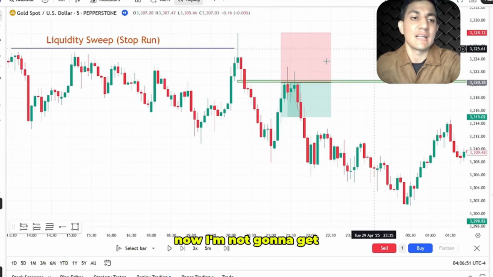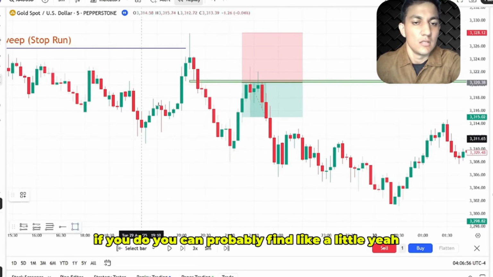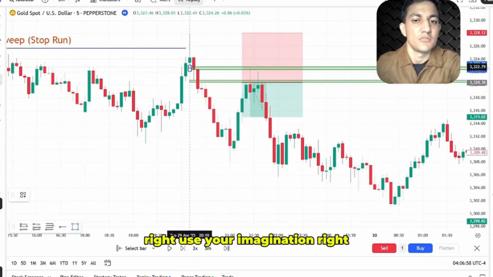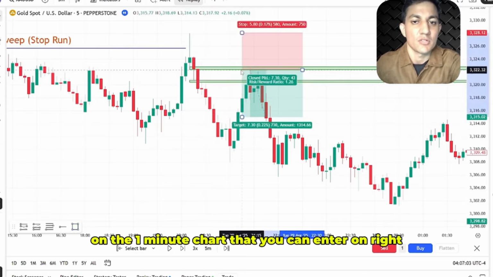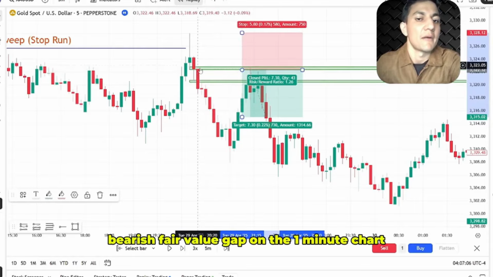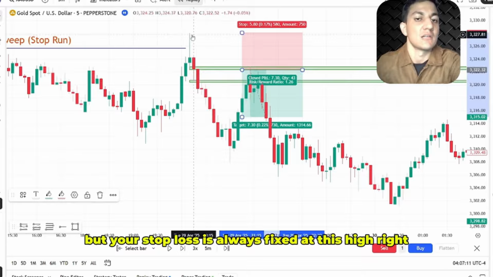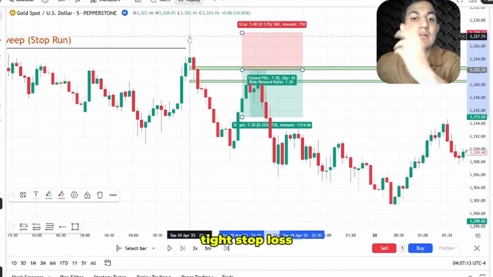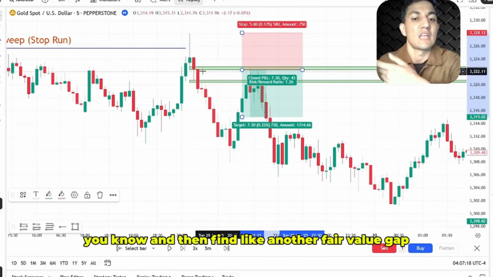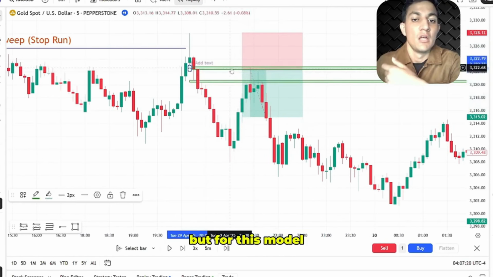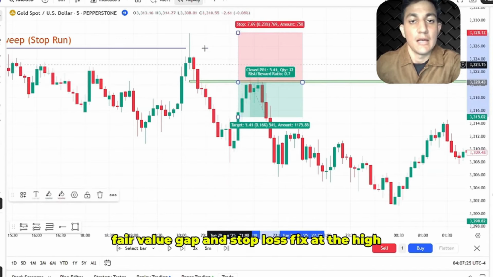Now, I'm not going to get onto the 1 minute chart or even the second chart. If you do, you could probably find a little fair value gap here, right? Use your imagination. But you might find a fair value gap on the 1 minute chart that you can enter on, right? The highest bearish fair value gap on the 1 minute chart. Get a tight entry, but your stop loss is always fixed at this high, right? So if you want a tight entry, tight stop loss, you're going to have to get onto the 1 minute chart, and then find another fair value gap, or even the order block if you really want to. But for this model, I'm just going to use the 5 minute chart, and we're just going to look at the 5 minute fair value gap. Stop loss fixed at the high.